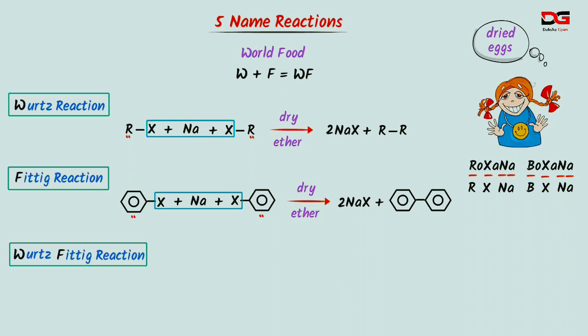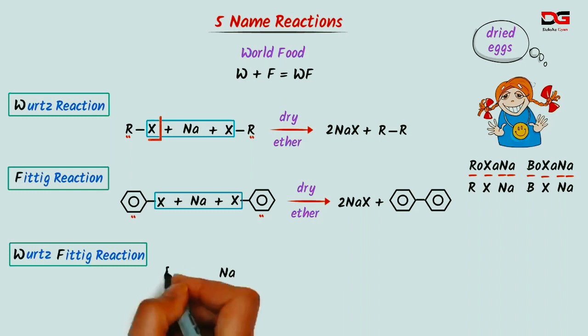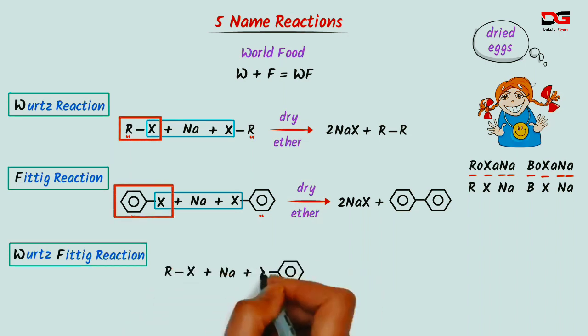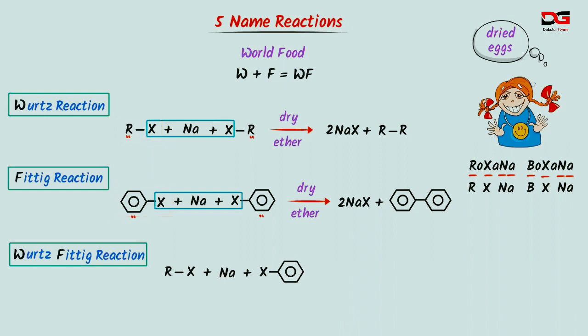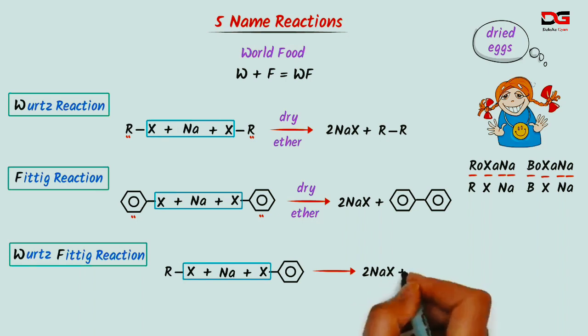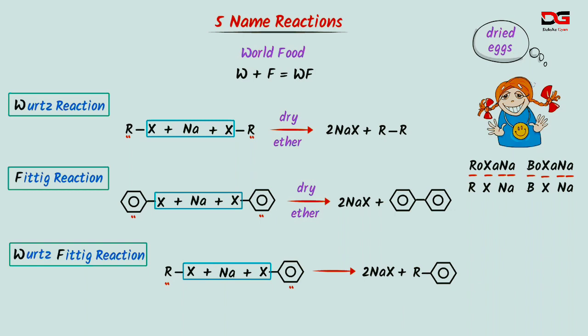Thirdly, in case of the Wurtz-Fittig reaction, I write sodium. I take the first reactant from the Wurtz reaction and the first reactant from the Fittig reaction. We know that sodium will react with these 2 halogens. I get 2 sodium halide, and this benzene ring and this alkyl join together to form alkyl benzene. This dried egg stands for dry ether. Thus this is the Wurtz-Fittig reaction. Thus using this trick, we can easily learn these 3 reactions.